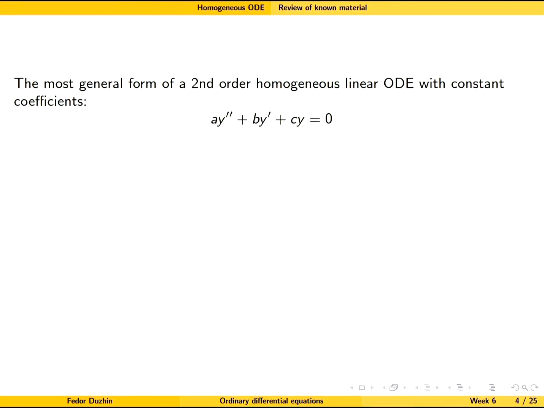Let me quickly recap the material of the previous week. So here is the most general form of a second order homogeneous linear ordinary differential equation with constant coefficients, right? So recall that the fact that it is homogeneous means that this is 0. Constant coefficients means that these a, b, and c are some real numbers. Well, and linear means that it is of this form.